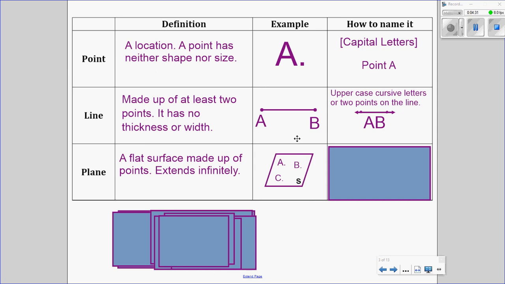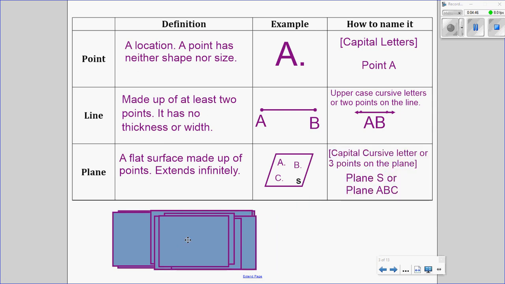So remember, if you have 1 point, a point is just a point. 2 points, you've created a line. And for a plane, you've got 3 points or more. And notice how that S tells you this is called plane S. Or you could call it plane ABC based on the points. You just need 3 points to label it as a plane. So if it was XYZ, then you would put plane XYZ. Or you could just simply call it plane S.